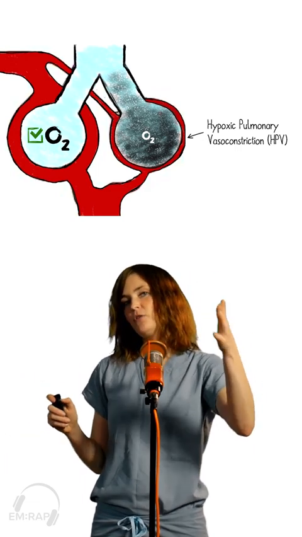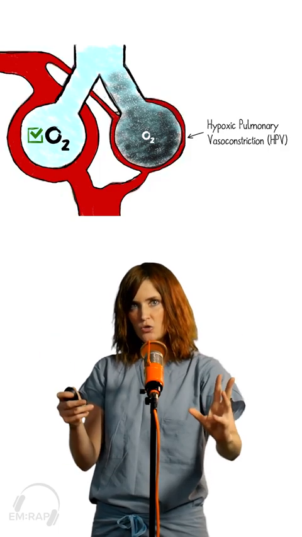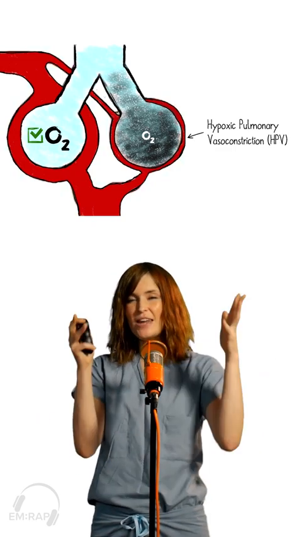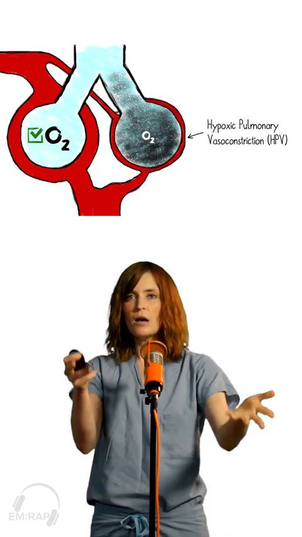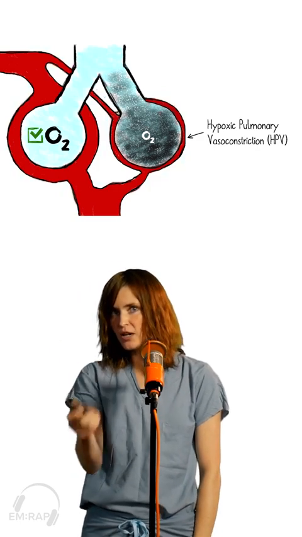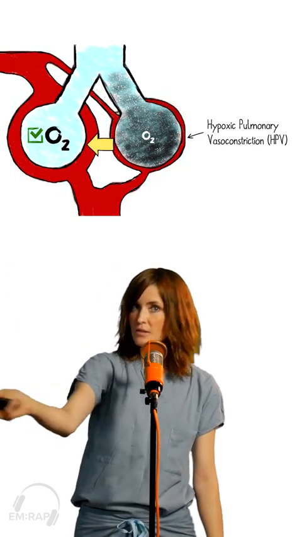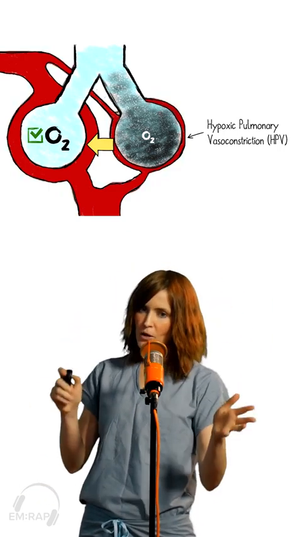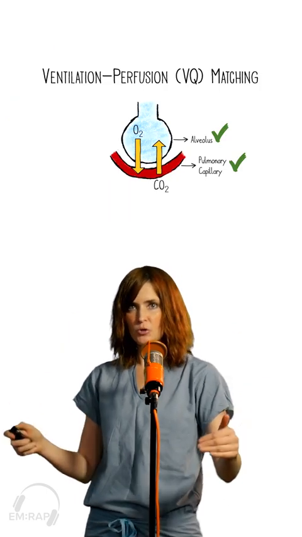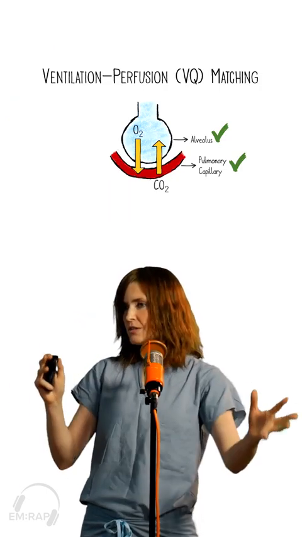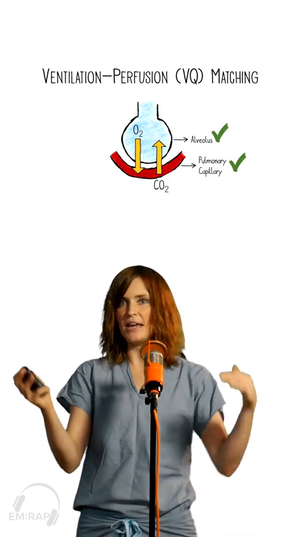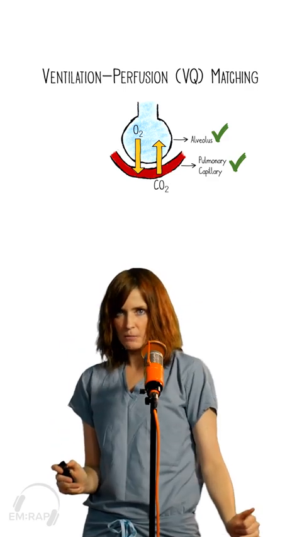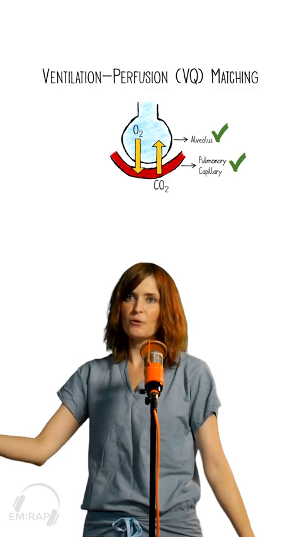HPV as in hypoxic pulmonary vasoconstriction, where they vasoconstrict in response to low O2 and then vasodilate in response to high O2. And it's really mostly that vasoconstriction, because what happens when you vasoconstrict in response to low O2? It shunts the blood over to the areas of high O2. That is the mechanism by which your body ensures ventilation perfusion matching. Where you have the best ventilated and oxygenated alveoli, you want to send your blood there.